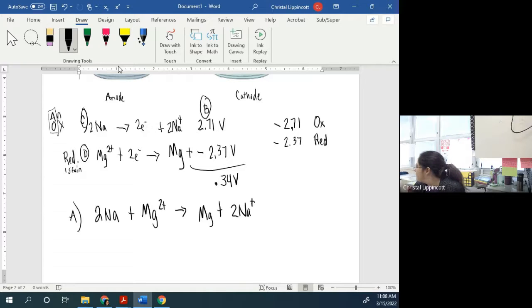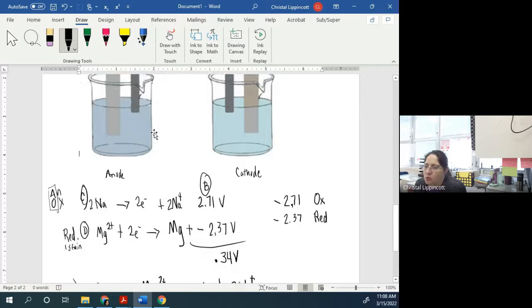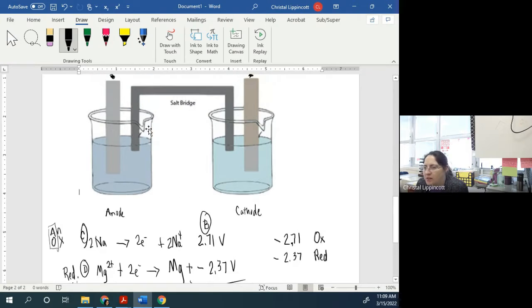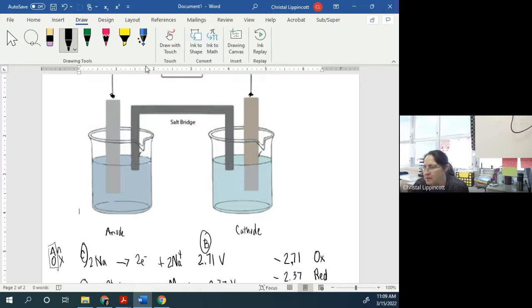So what does it mean if the half reaction takes place at something? Right. They're asking you which one of these is going to be the anode and which one is going to be the cathode. Each one of these is called a half cell. This is half a cell. This is a half cell.